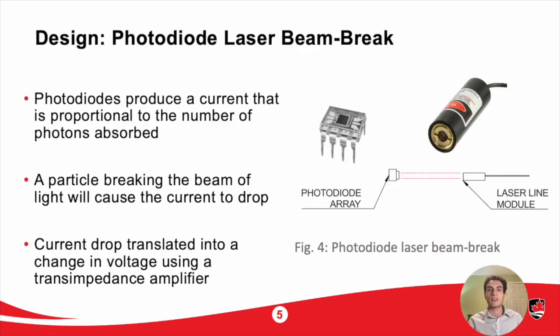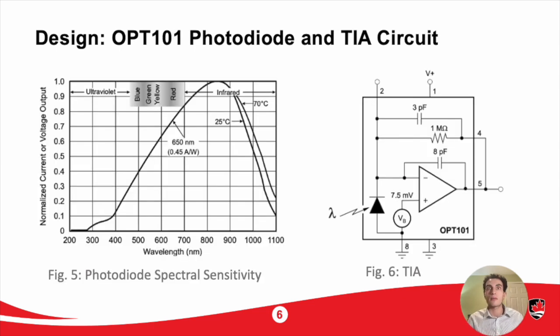Now breaking things down into specific components, let's first look at the photodiode and laser beam break system. Photodiodes produce a current that is proportional to the number of photons absorbed, and a particle breaking the beam will cause the current to drop. The current drop is then translated into a change of voltage using a transimpedance amplifier. I decided to use the OPT101 photodiode as it comes with the transimpedance amplifier already built into a really compact area. It allowed me to quite easily put it on the breadboard and put that in the detection chamber without taking up too much room.